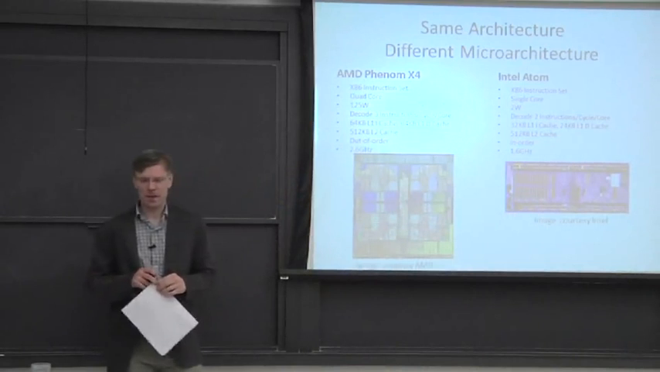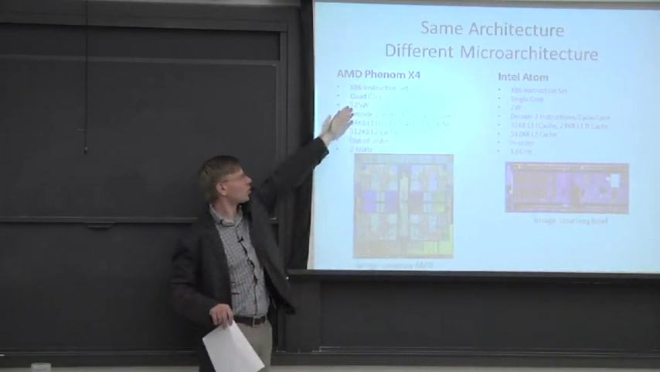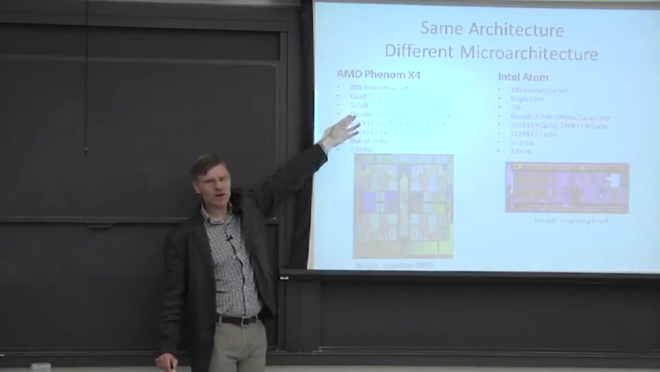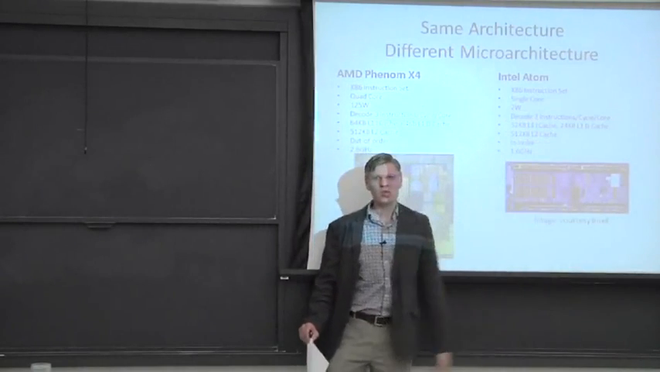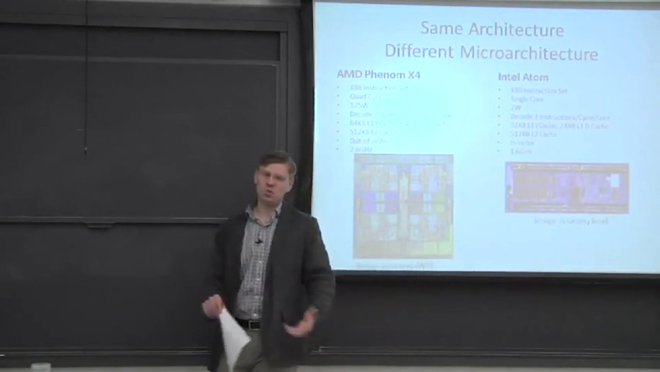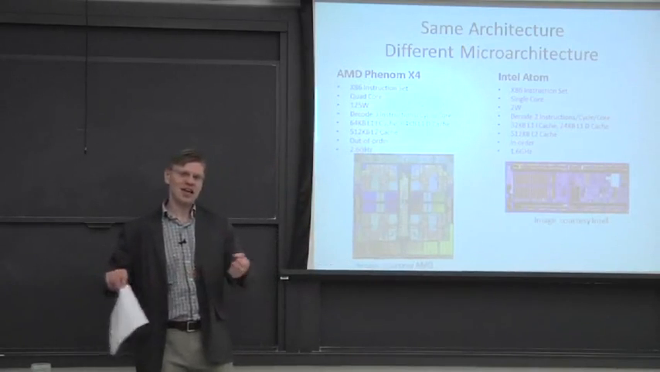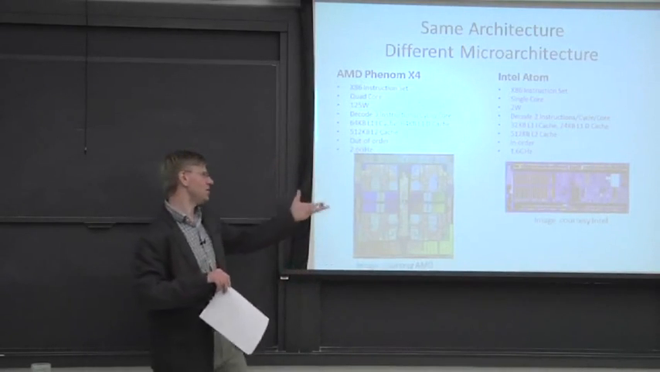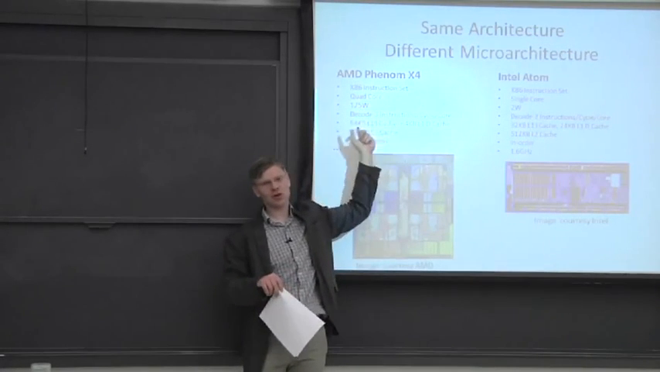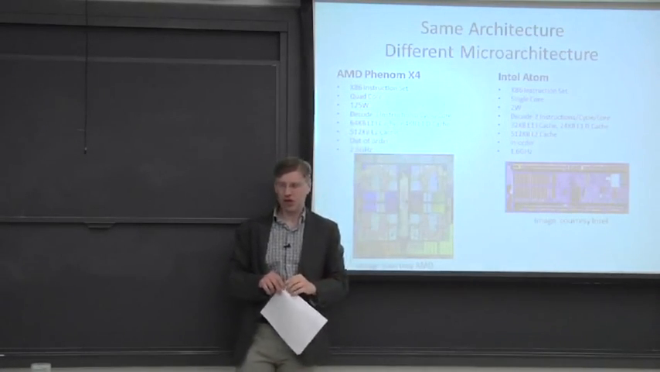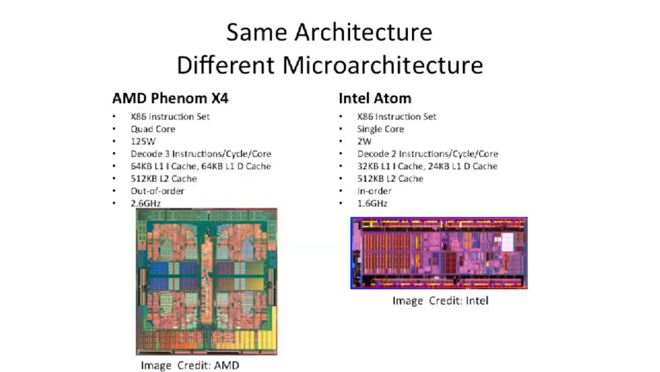So this is roughly modern day processors. This one has 4 cores, 125 watts. Here we have single core, 2 watts. So there are design trade-offs. You're going to want to build different processors in the same design technology, let's say, but with very different cost, power, performance trade-offs. This one can decode 3 instructions. This one can decode 2 instructions, so it's a microarchitecture difference.